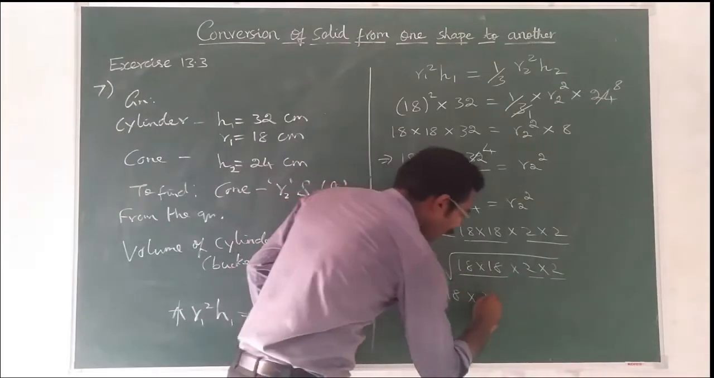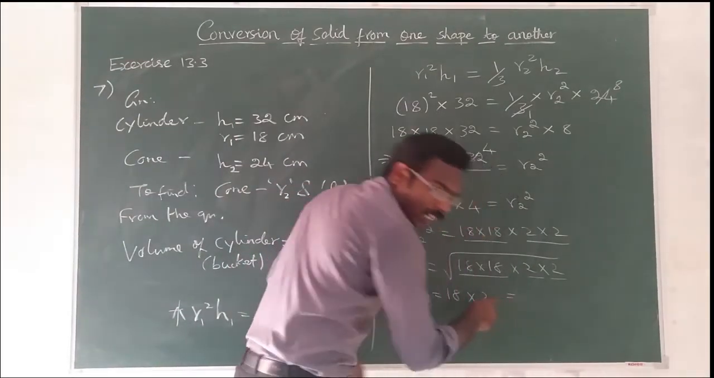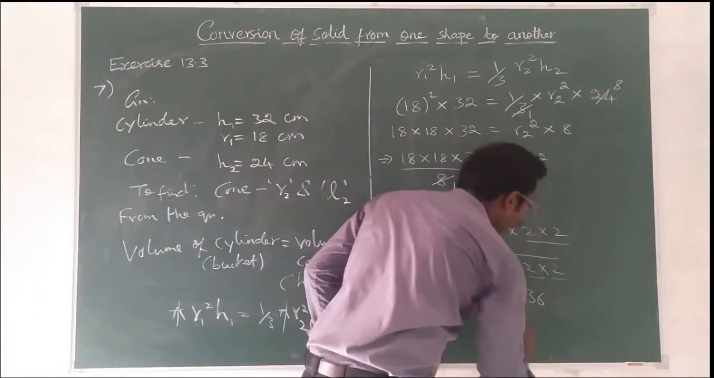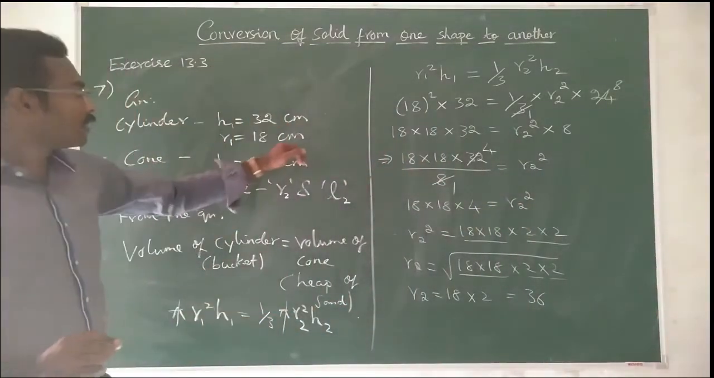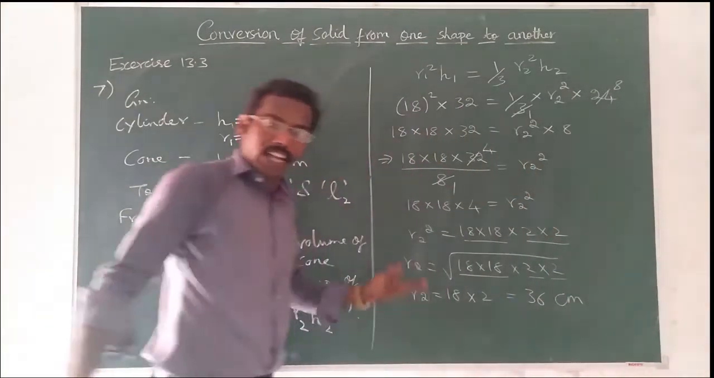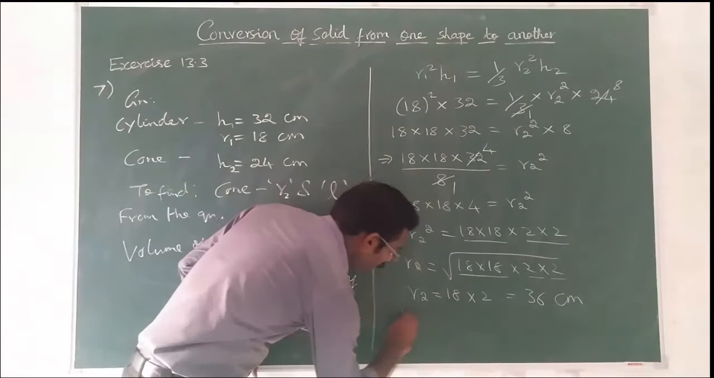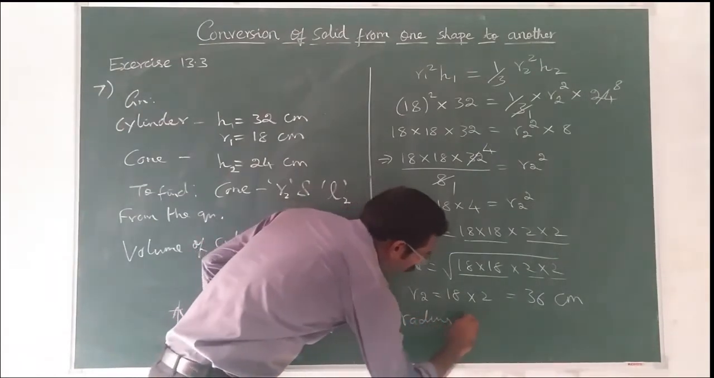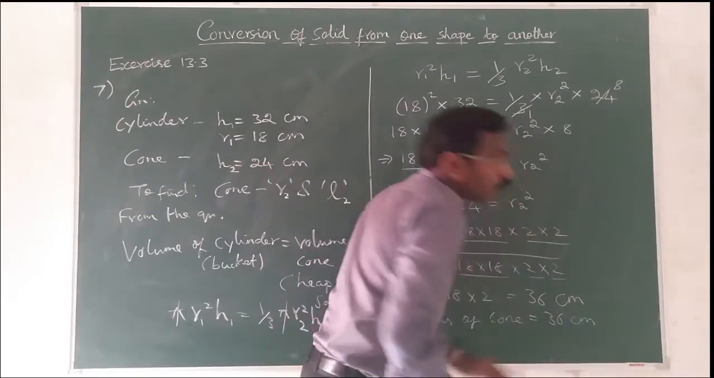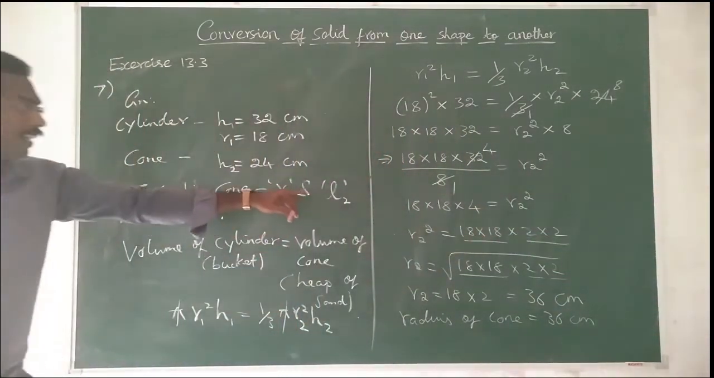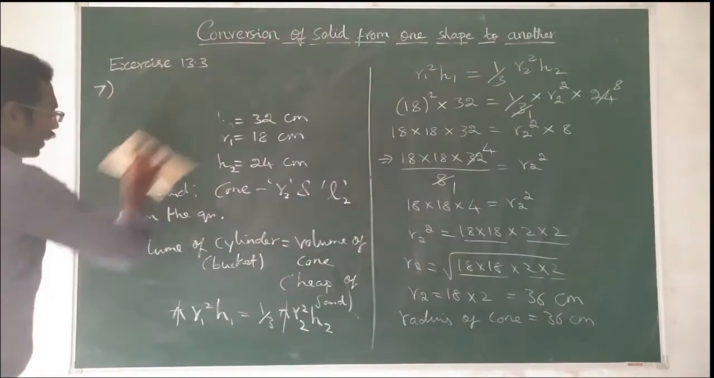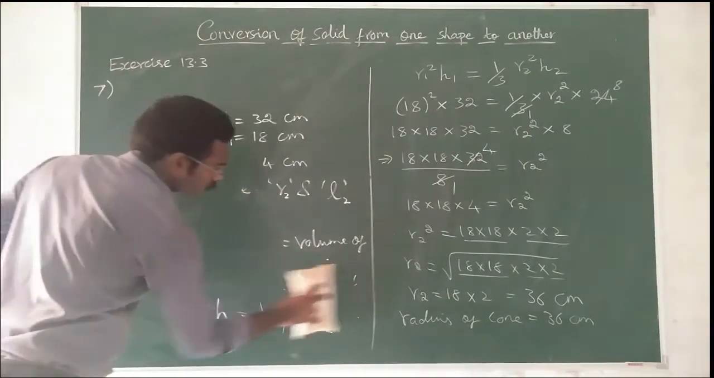Clear? So 18 into 2, that is 18 twos are 36. The unit used in this sum is centimeter, so 36 centimeter. Clear? Okay, therefore the radius of the cone is equal to 36 centimeter. So one part is over. Next we have to find the l2, that is the slant height. So we need to find the slant height also.